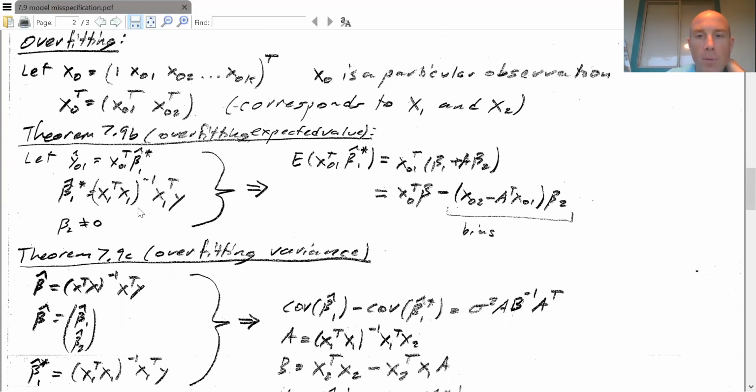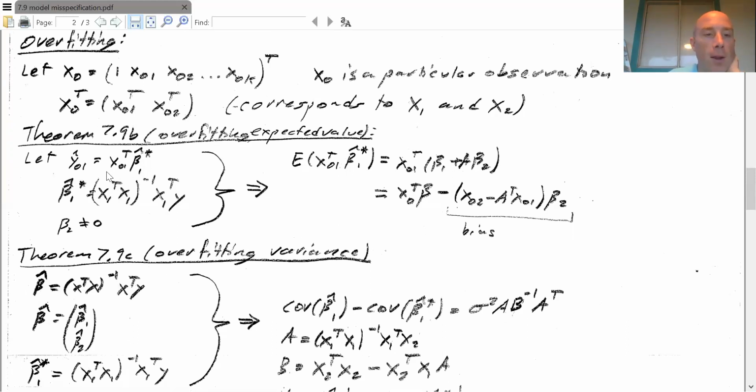So let me back up. Is that right? All right, so here y hat 0, 1 is equal to x01 transpose. So here, let me back up. This is what we should be using.